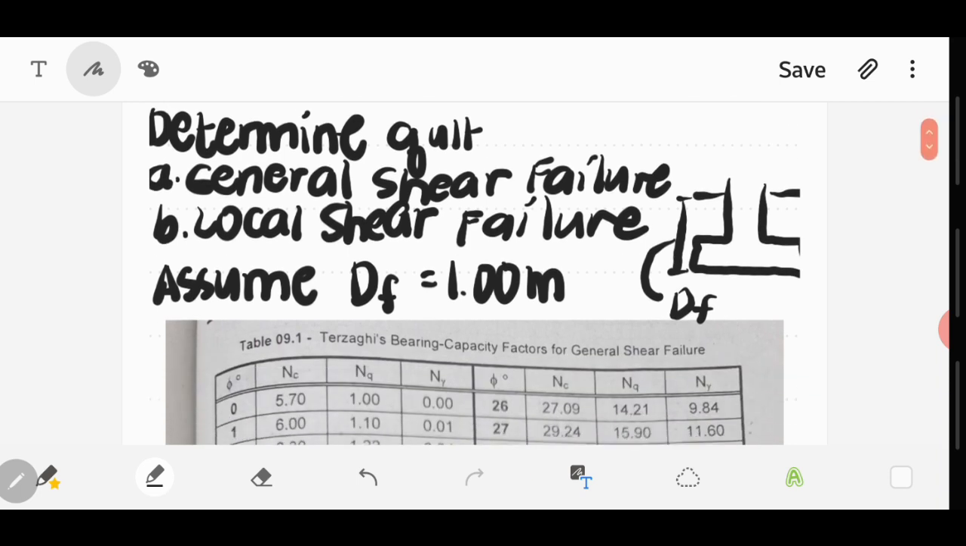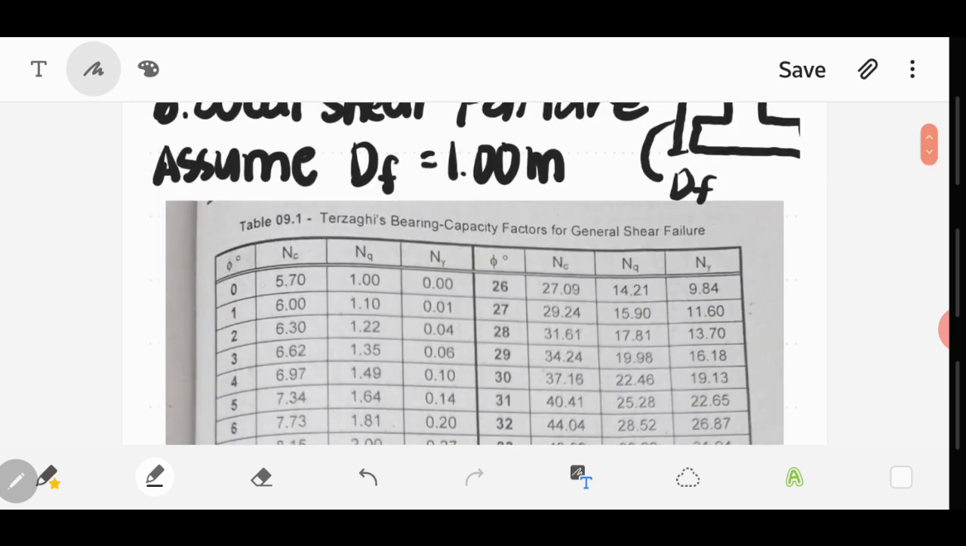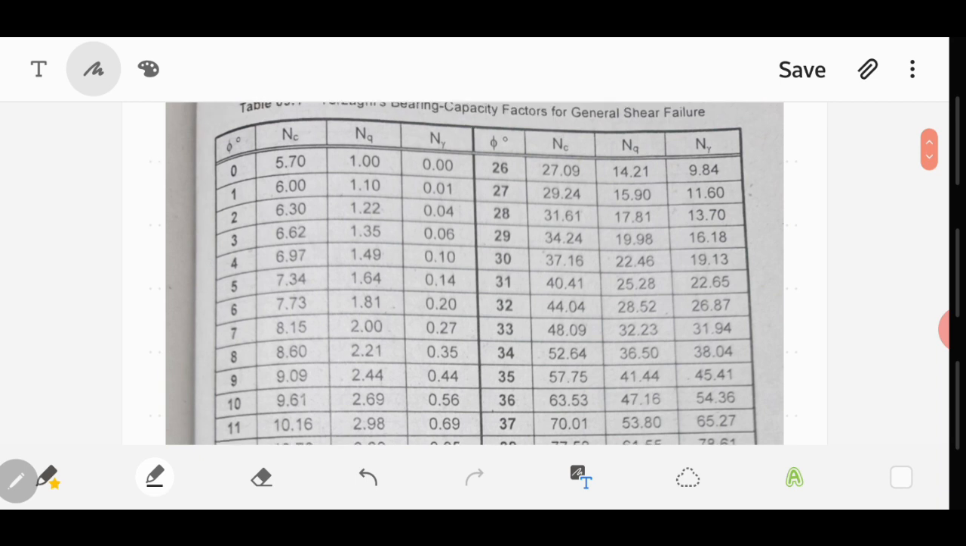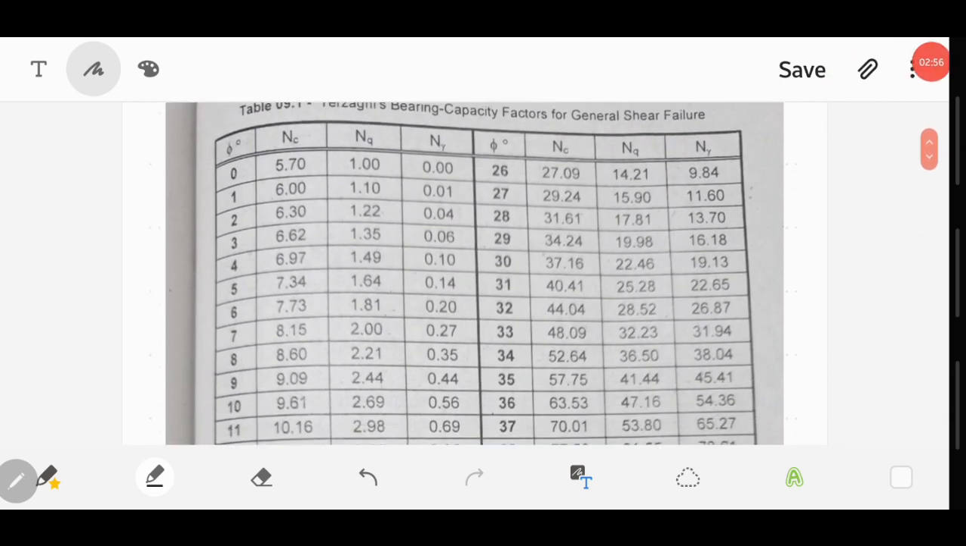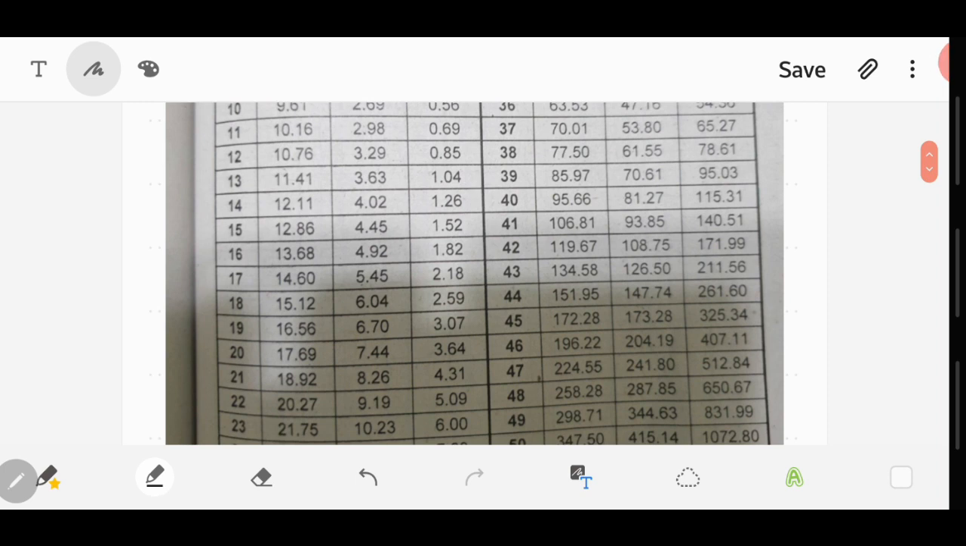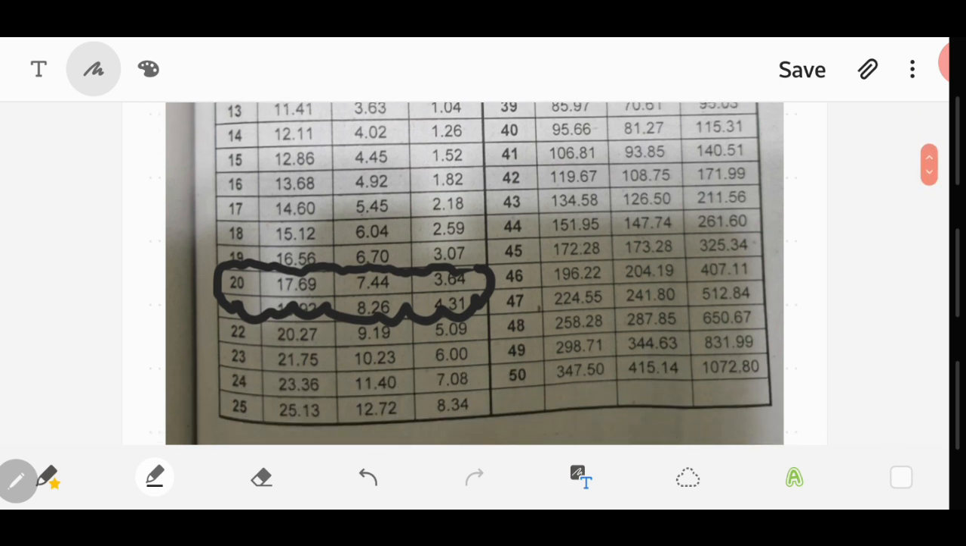So we only need the Terzaghi's bearing capacity factors. We either look at the table. You're given an angle of friction of 20 degrees. So if your angle of friction is 20 degrees, therefore the values for Nc, Nq, and N gamma will be this one. Nc is equal to 17.69, Nq is equal to 7.44, and N gamma is equal to 3.64.